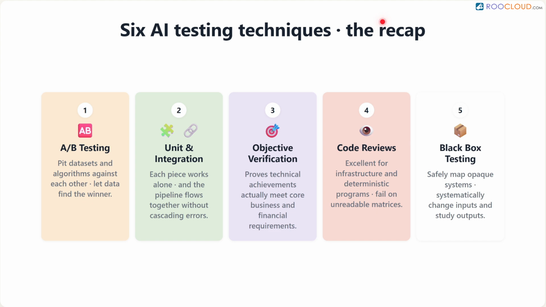Let us briefly recap the major concepts we have covered. A/B testing allows us to pit different datasets and algorithms against each other to find the ultimate winner. Unit testing ensures individual pieces work perfectly, while integration testing confirms that the entire data pipeline flows together without cascading errors. Objective verification proves that our technical achievements actually meet the core business and financial requirements. Code reviews are excellent for the surrounding infrastructure and deterministic programs, but fail against the unreadable matrices of complex models. Finally, black box testing allows us to safely map out opaque systems by systematically changing inputs and studying the outputs.